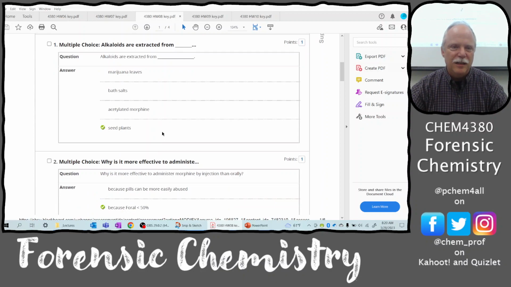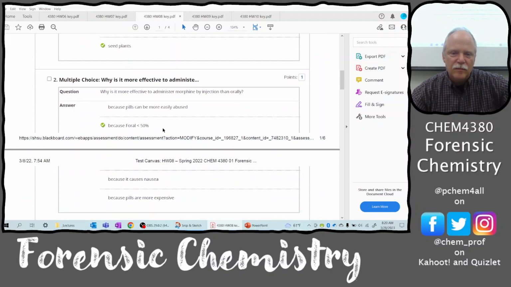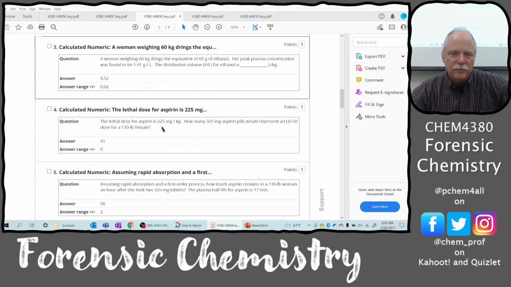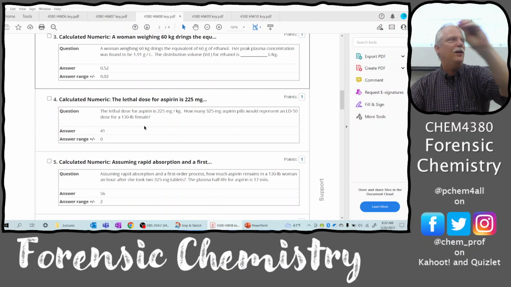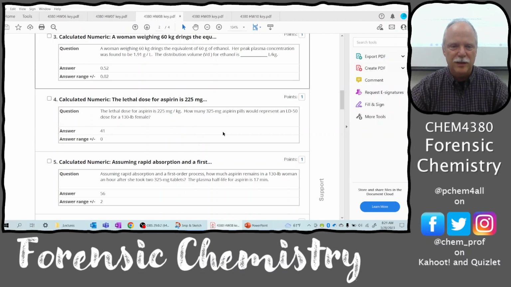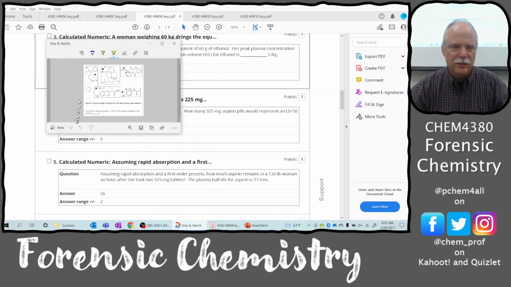Okay. So the alkaloids. Yeah. This one is just the unit conversion, trying to work your way through to the number of pills. Okay, and so let me grab these. Snipping tool.